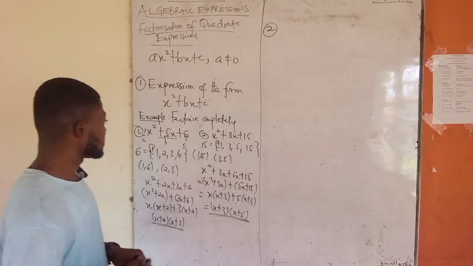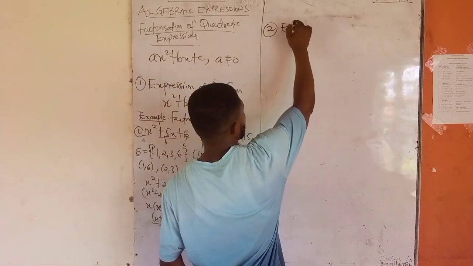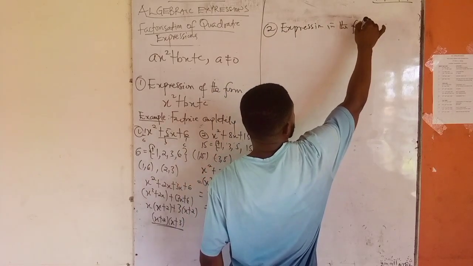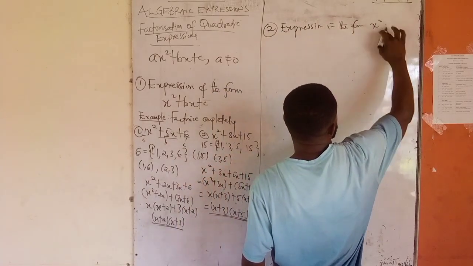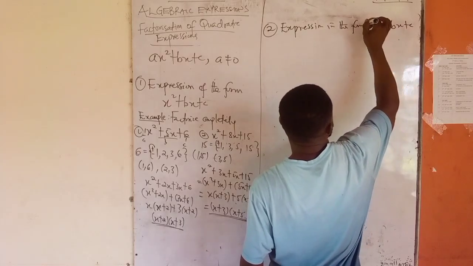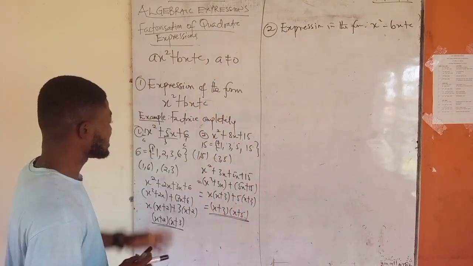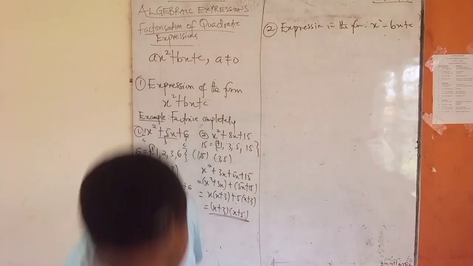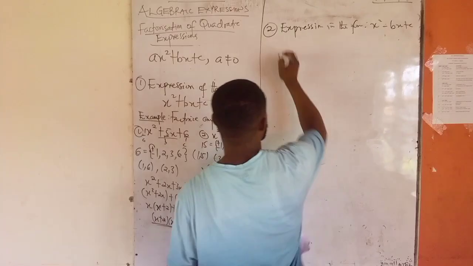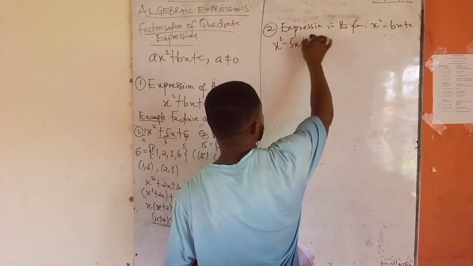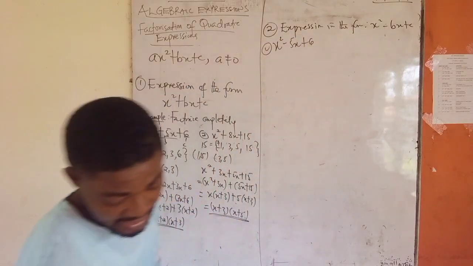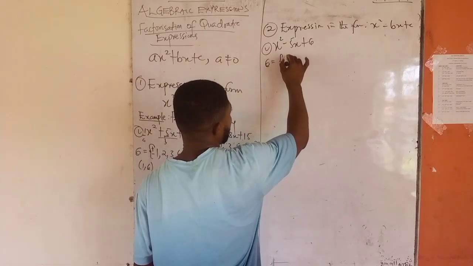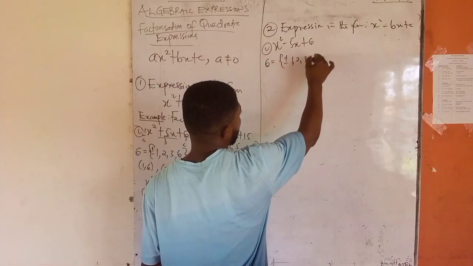We move quickly to the second one, which is an expression in the form x squared plus or minus bx plus c. The only difference between the first and the second one is that in the second one, b is minus instead of positive. So let's take a question, then we see how far. I have x squared minus 5x plus 6. This is the first question of the second type. The same thing applies. Factors of 6 are plus or minus 1, 2, 3, and 6.